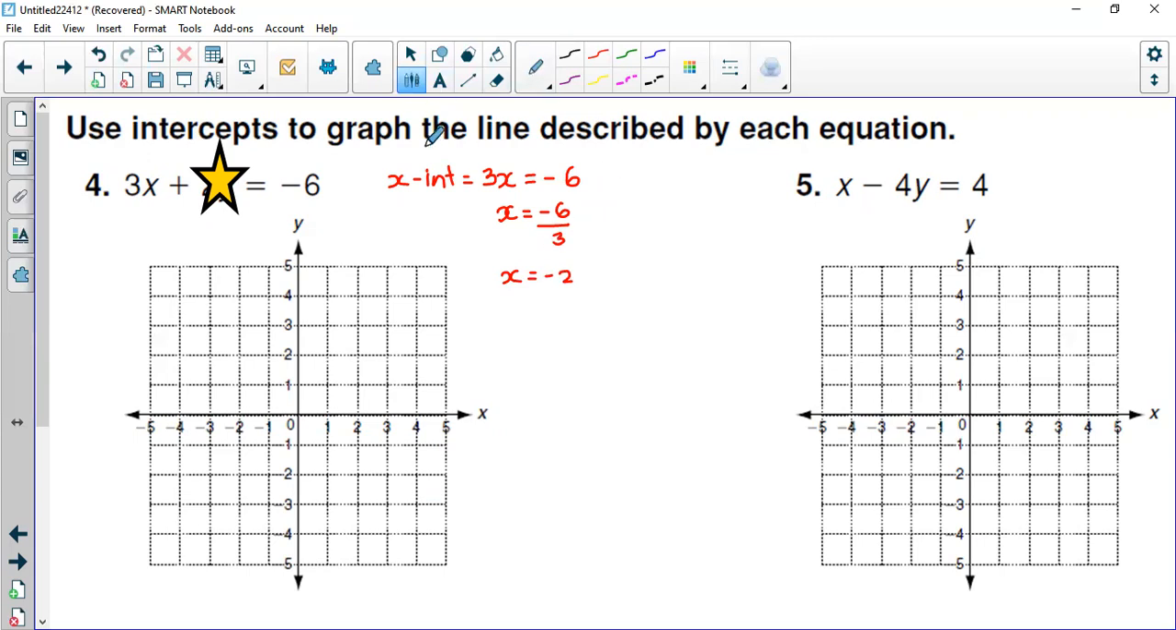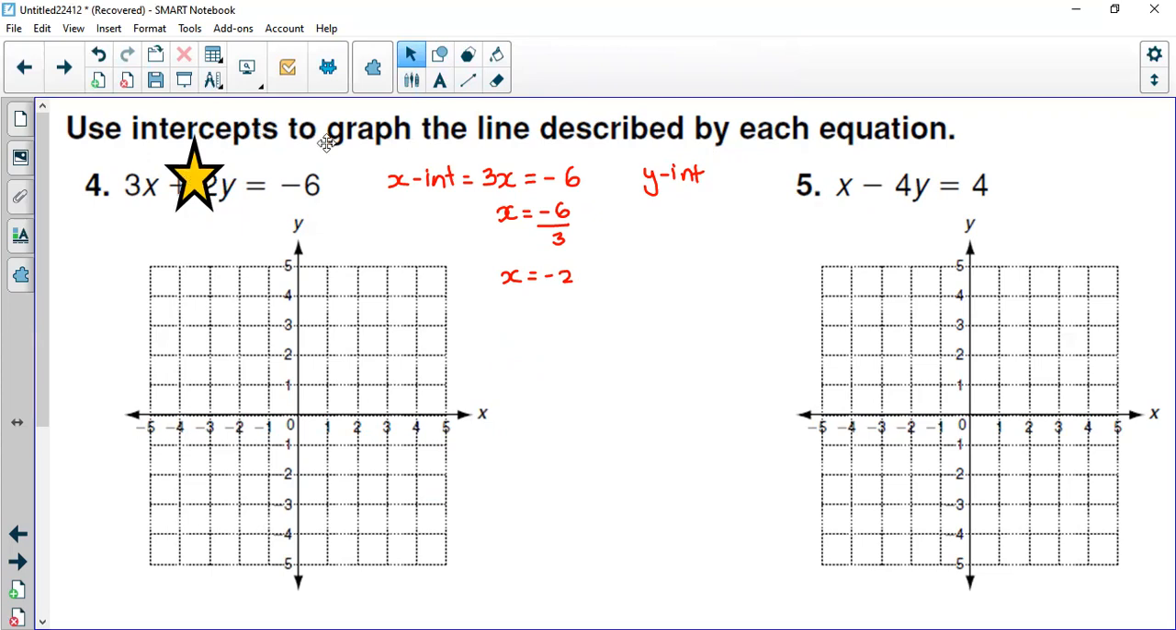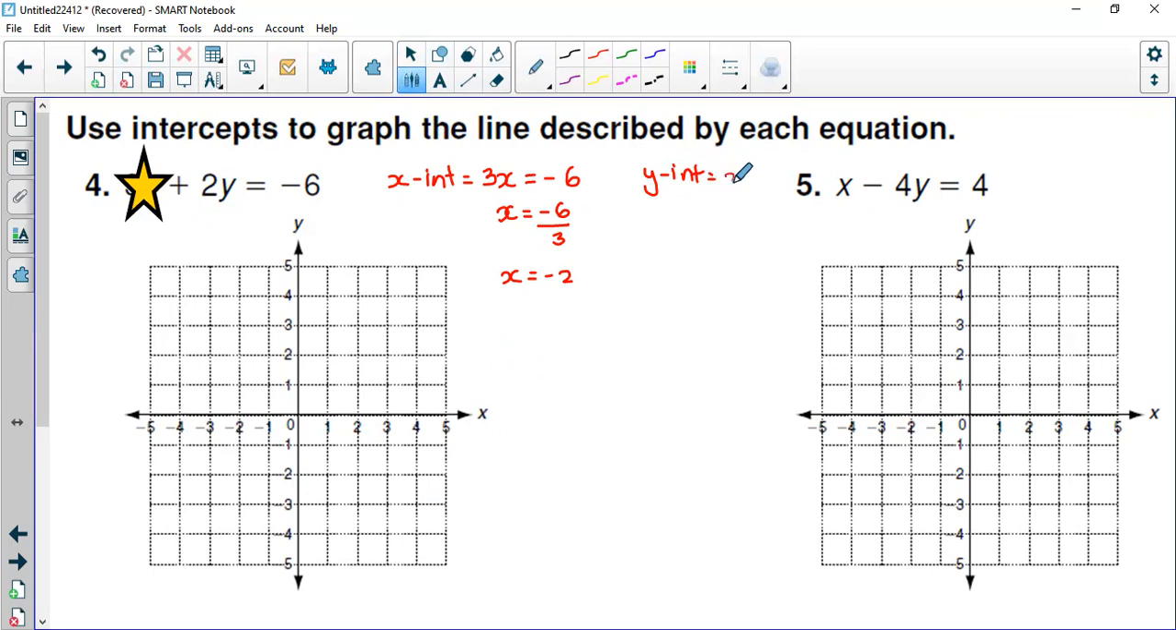Okay, now I'm going to find the y-intercept. So to find the y-intercept, what I'm going to do is cover the x. So cover the x. What are you left with? You'll be left with 2y equals -6, which means if you solve this, 2y equals -6, so y is going to be equal to -6 divided by 2. So the y-intercept is going to be -3.